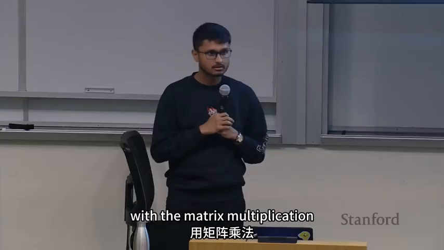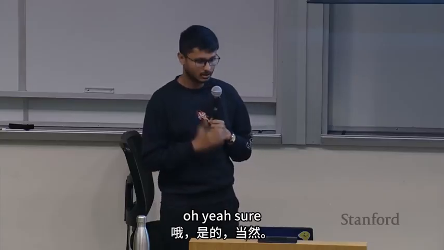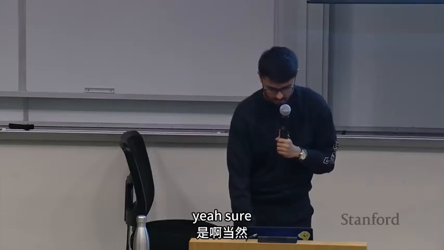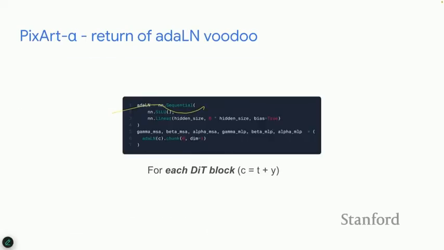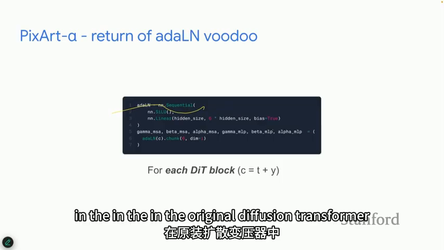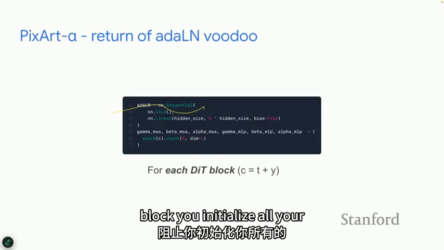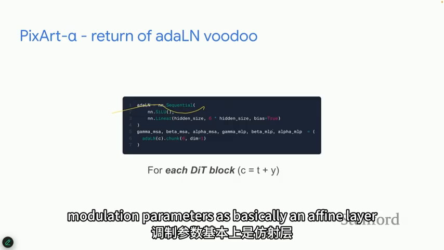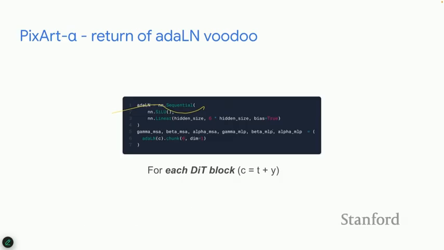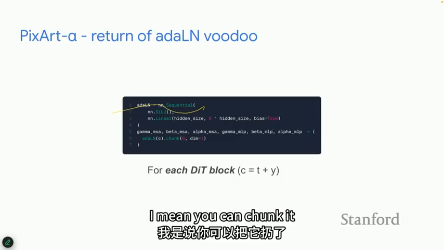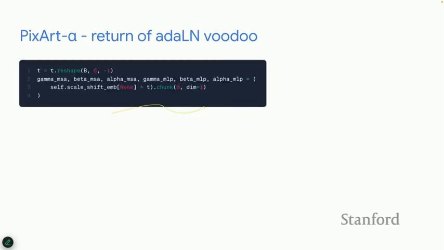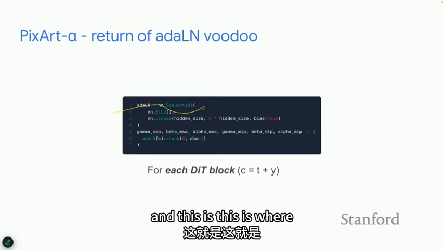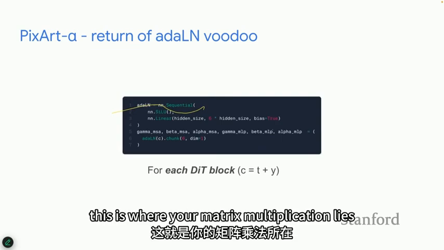How do you exactly avoid the matrix multiplication? Oh, yeah, sure. Can you expand more? Yeah, sure. So in the original diffusion transformer block, you initialize all your modulation parameters as basically an affine layer. So you can do that, right? I mean, you can chunk it and then you have your different modulation parameters. And this is where your matrix multiplication lies.